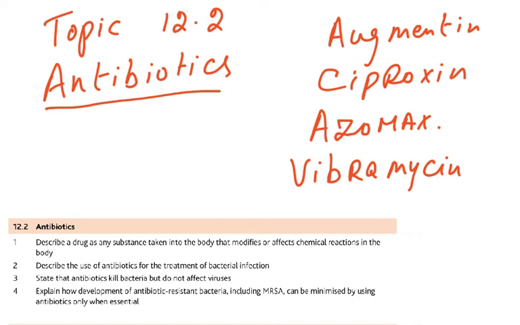Now coming to topic 12.2, antibiotics. We've all had antibiotics, like Augmentin, Ciproxin, Azomax, and Vibramycin. These are all antibiotics. We must have had them at some point in time in our lives.